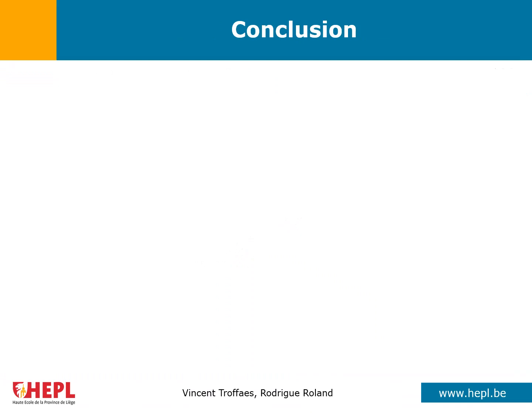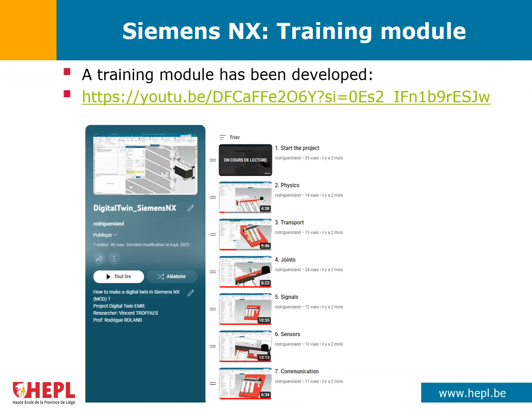You can access the training module via the link given. We've provided detailed step-by-step instructions for the sorting station. There are a total of 7 videos: How to start the project, physics, transport, joints, signals, sensors, and finally communication.